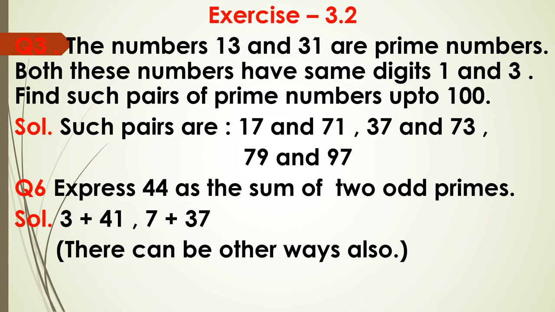In question number 6, there are many parts. I have done only one part for you so that you can understand. Is this clear? You have to find out sum of two odd primes. Two numbers, prime numbers and odd numbers also. Prime numbers are all odd except 2. That means you can't take 2.